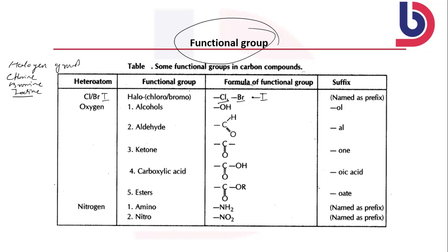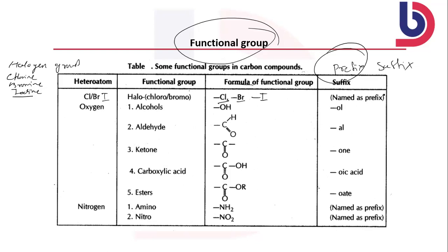Now, if I attach a functional group, I also have to change the compound name. For that, we make use of prefix and suffix. The halogen groups have a prefix. I hope you know what prefix and suffix are: a prefix comes before the word, a suffix comes after the word. So halogens basically come before the word.